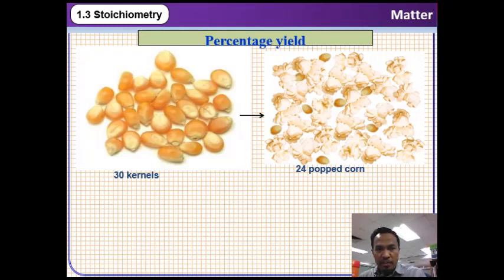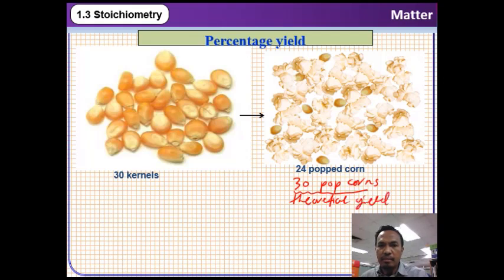Okay, look at this analogy for you to understand percentage yield, theoretical yield, and actual yield. Let's say you want to produce popcorn from corn kernels. Let's say you have 30 kernels, and we might expect you to get 30 popcorn. This is the number of popcorn that we expect from the 30 kernels. So this is the theoretical yield. Because you have 30 kernels, theoretically, we might get 30 popcorn.